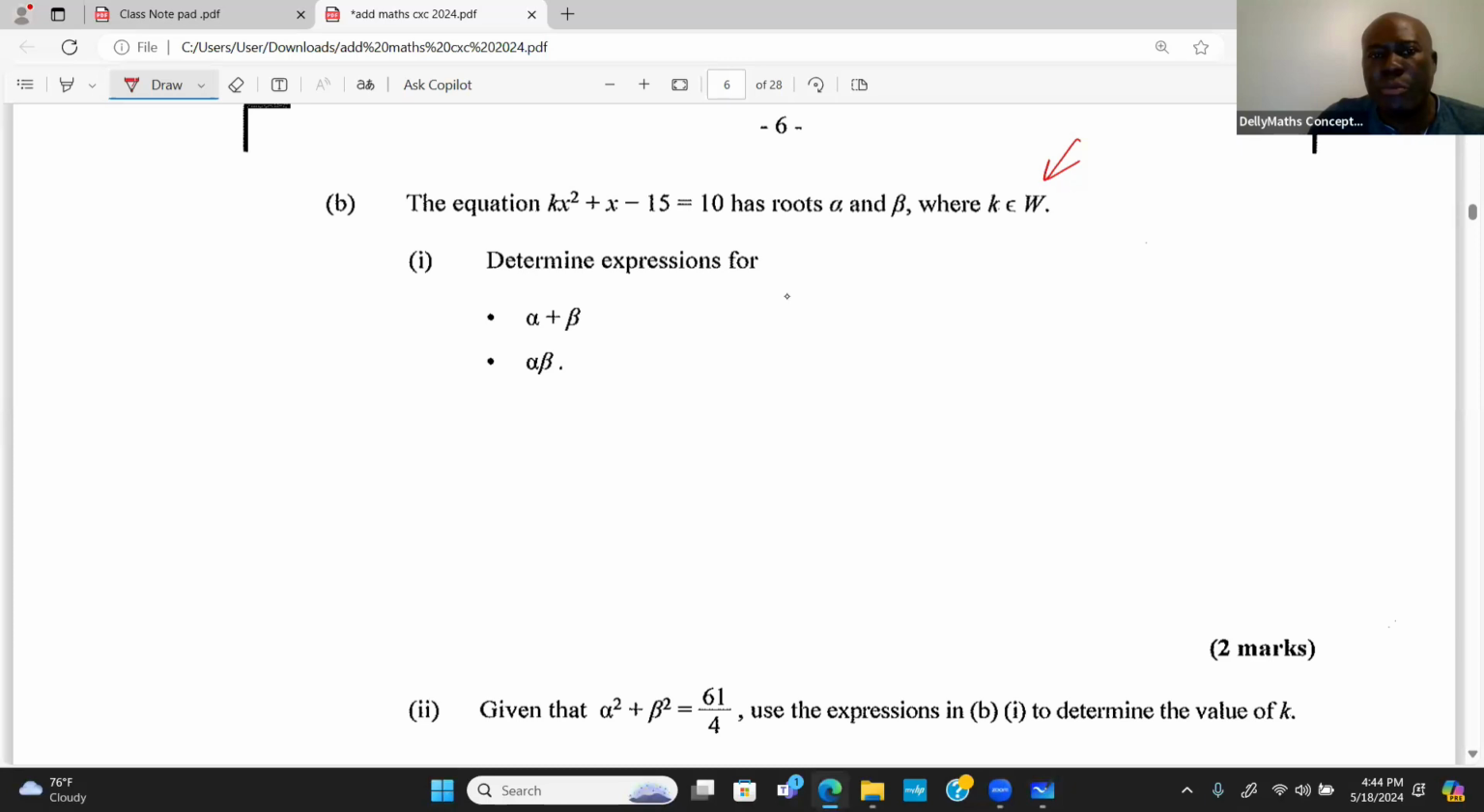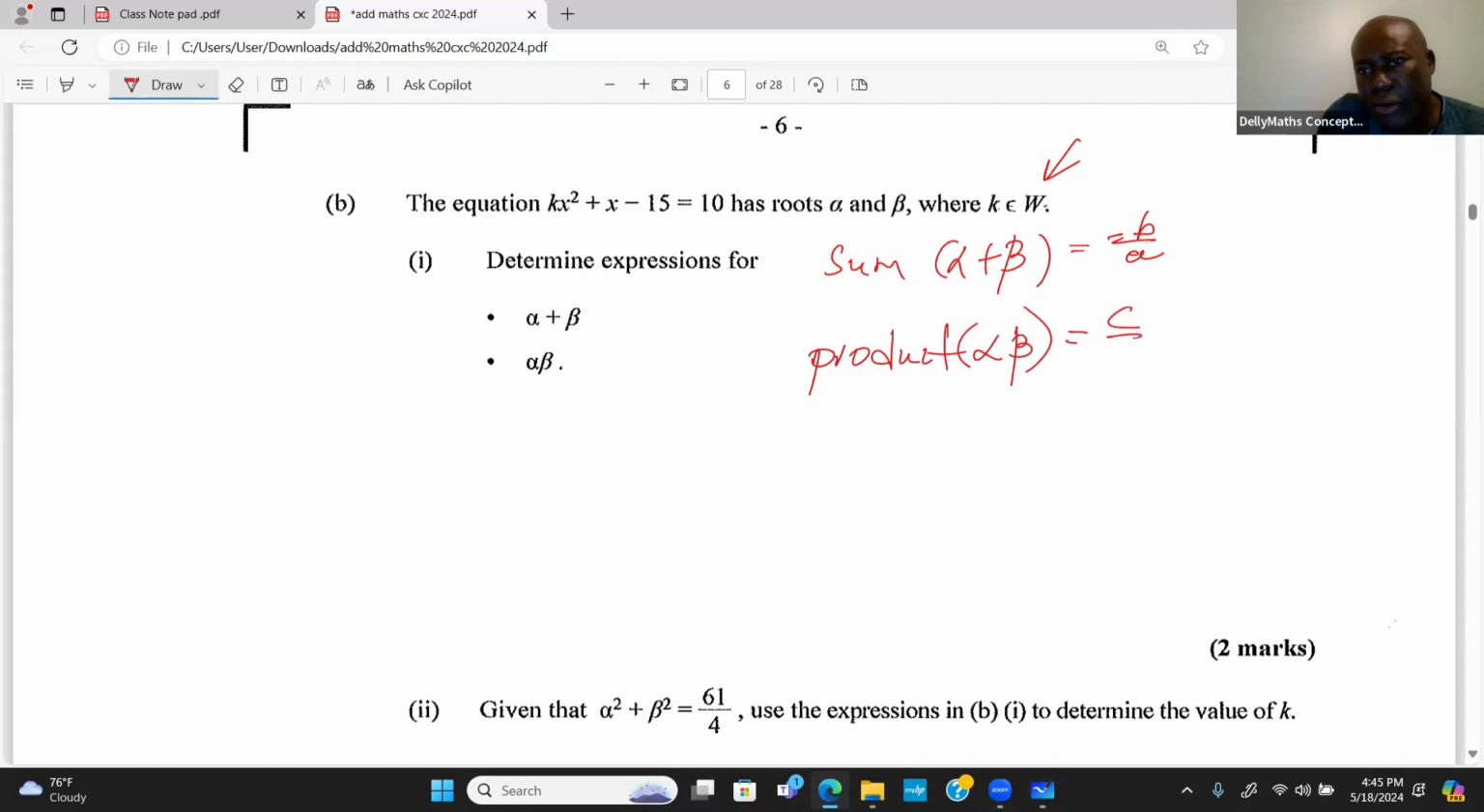Number one says determine the expression for alpha plus beta. Remember though that the sum of the roots, which we call alpha plus beta, is equal to minus b over a. We can find that by using the formula minus b over a. And the product, which is alpha times beta, is equal to c over a.